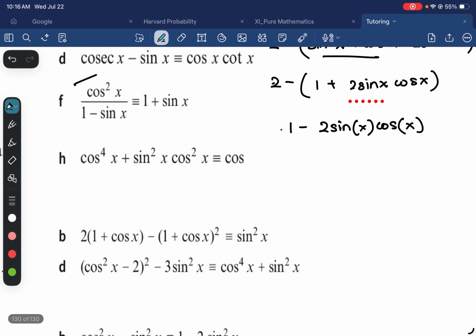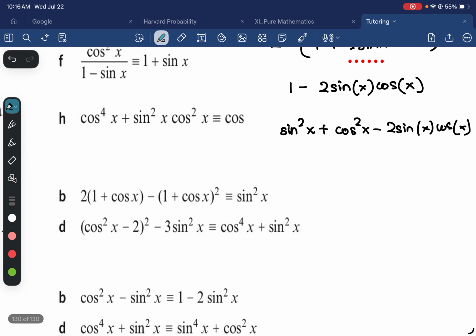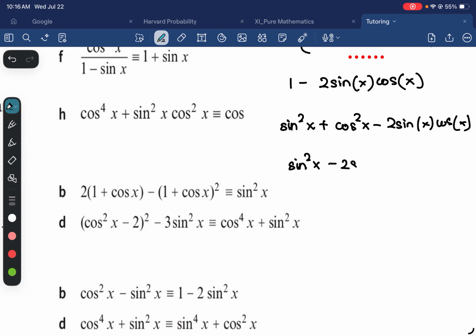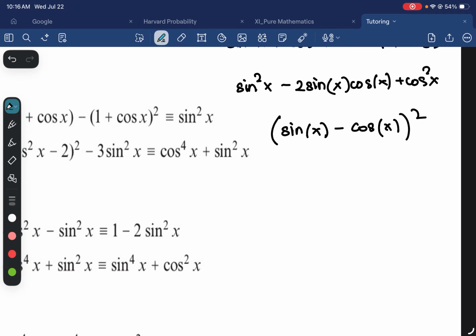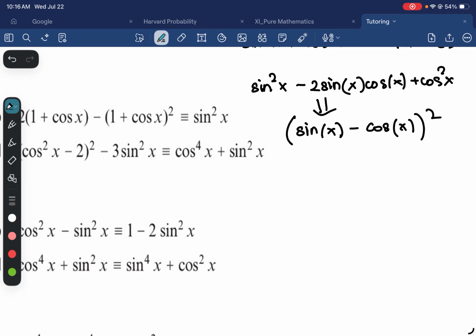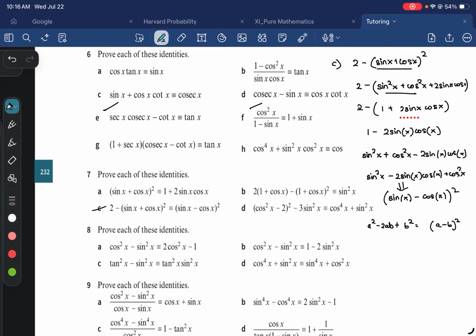Now I can write this 1 as sin squared x plus cos squared x minus 2 sin x cos x. I can rewrite this as sin squared x minus 2 sin x cos x plus cos squared x. And this is just (sin x minus cos x) whole squared. And that is the right-hand side. Now, how do I know this simplifies to this? Well, if you remember, a squared minus 2ab plus b squared is equal to (a minus b) squared. We discussed this in chapter 2. Then you can understand how we got from here to here.